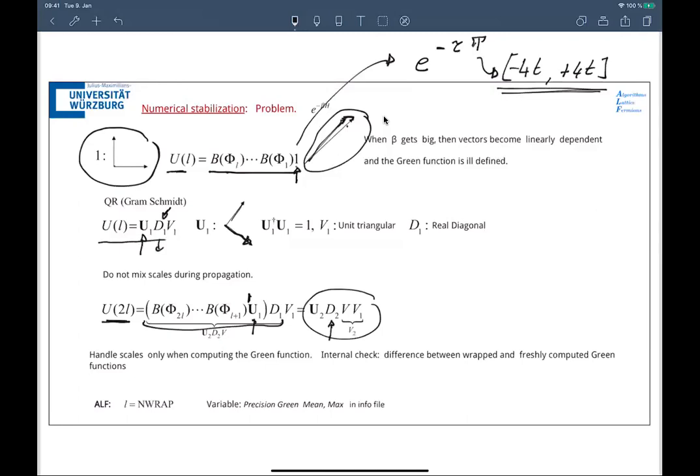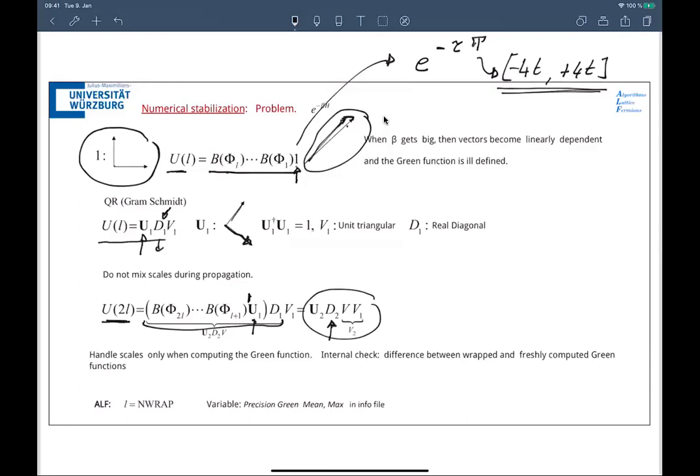As I told you, you will have to be sure that the scales are always separate, and you combine them only at the end. I don't want to say much more about this because I think it's a hard problem. Every time you have a new model, you have to be sure that it's numerically stable.